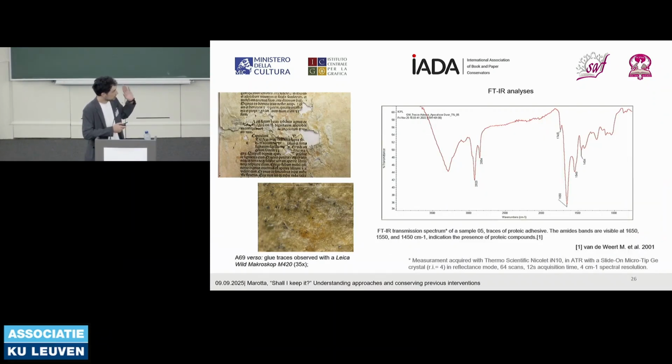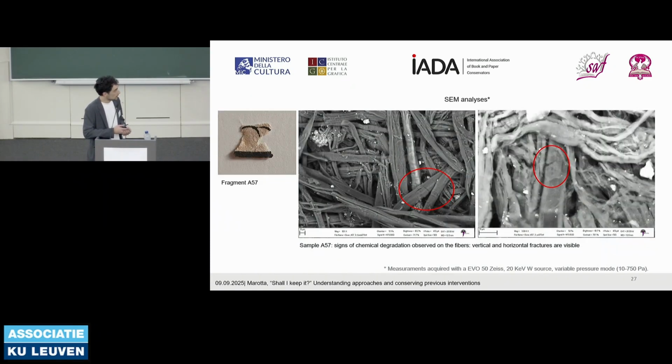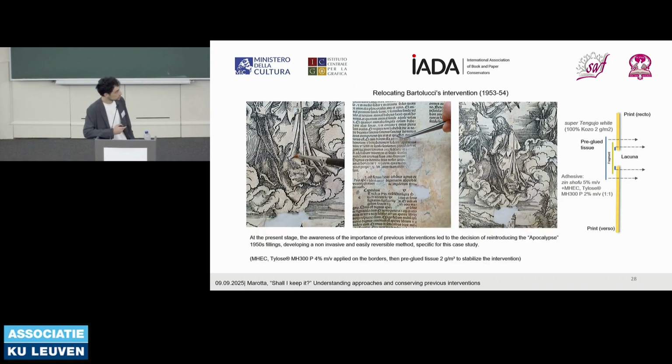We could also identify the glue, an animal-based glue used by Bartolucci during his restoration in the 50s, and likely perceived as harmful by the restorers of the 90s, who removed these fragments. We could also take a look with SEM analysis at the state of conservation of the fibers, which showed chemical degradation. But all this information was absolutely necessary to reconstruct the history of the object.